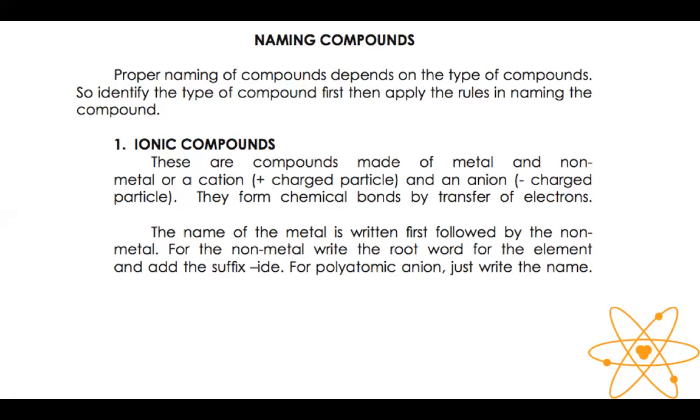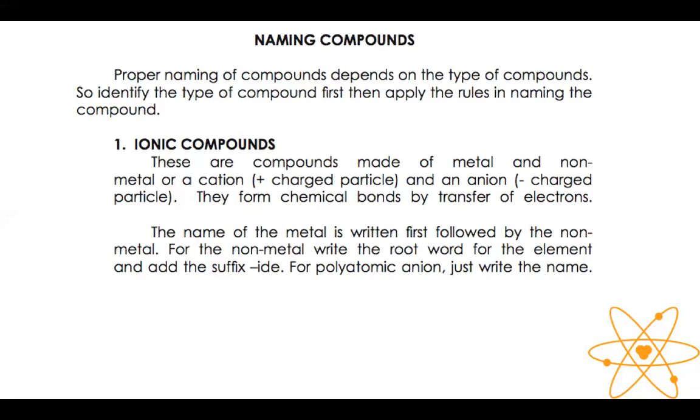For the non-metal, write the root word for the element and add the suffix IDE. So you have to drop the last three letters, or I think also sometimes it can be 2 or 3 or sometimes 4 letters. It depends upon how long the name of a particular ion is. So for the non-metal, write the root word for the element and add the suffix IDE. For a polyatomic ion, just write the name.